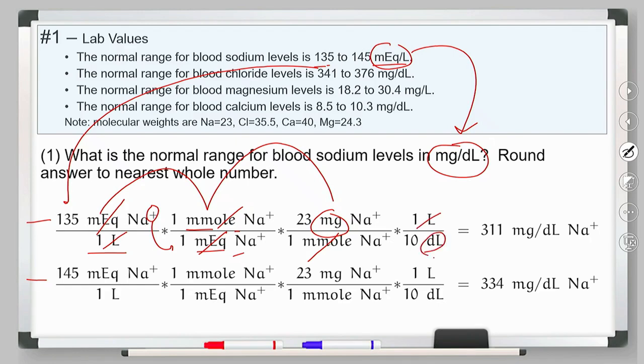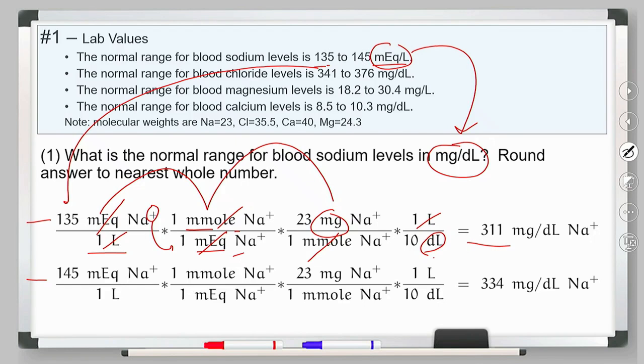So essentially 135 times 23 divided by 10 gives me 311 milligrams per deciliter. Is everyone okay with those conversions? We're kind of going backwards here. We started with milliequivalents, went to millimoles, and went to milligrams. We'll keep doing this on and on. That's what we're doing the whole lecture today, is getting that skill down.